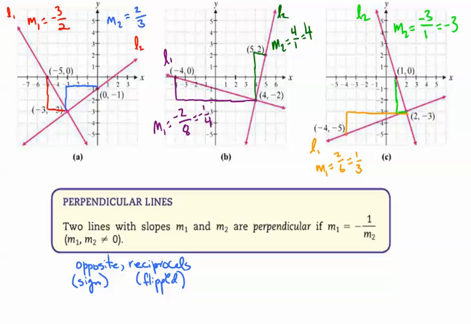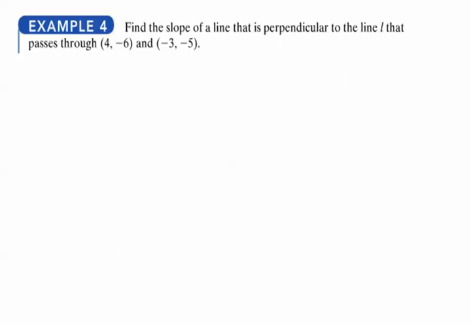Lines that are perpendicular have slopes that have opposite signs and are reciprocals of one another. Let's look at some examples. In example 4, we want to find the slope of the line that is perpendicular to the line L that passes through (4, -6) and (-3, -5).